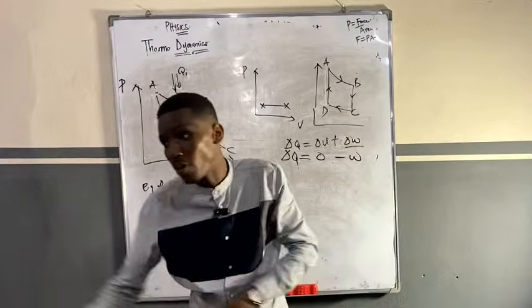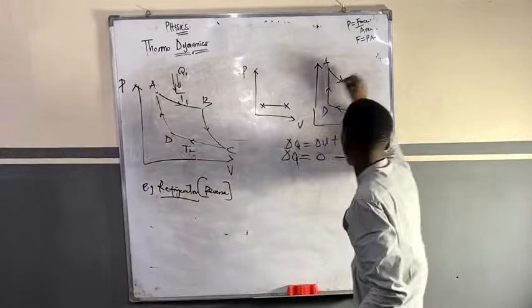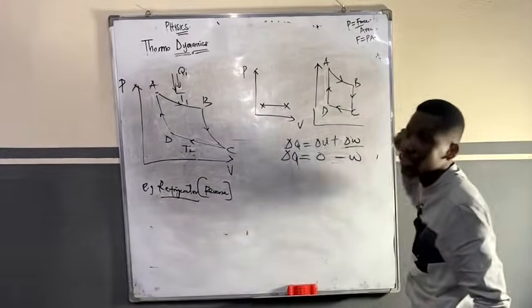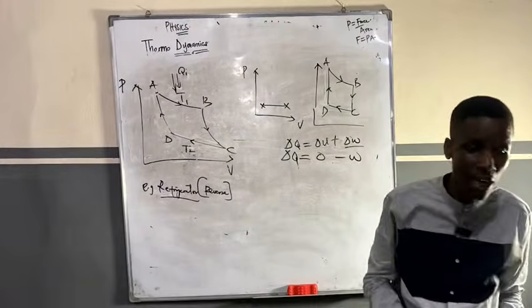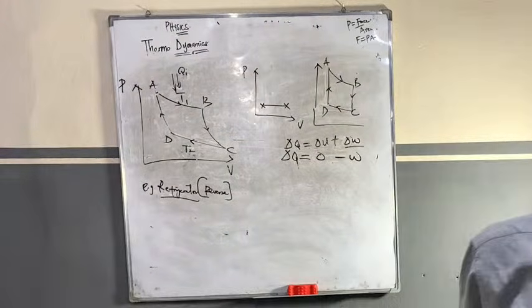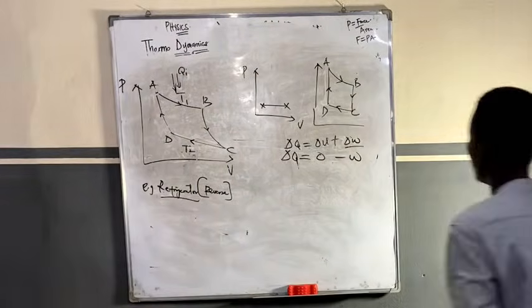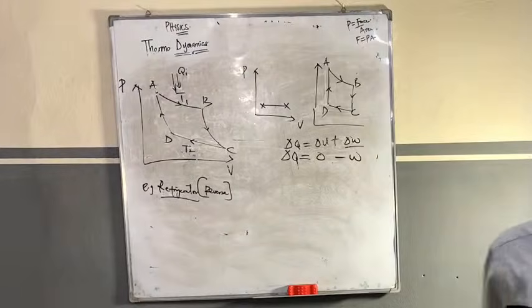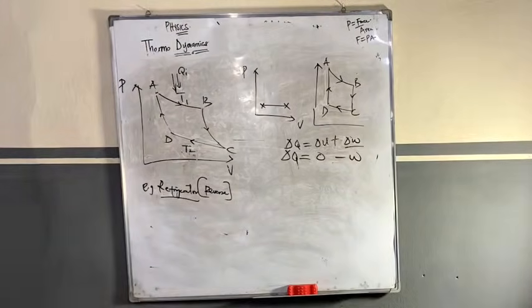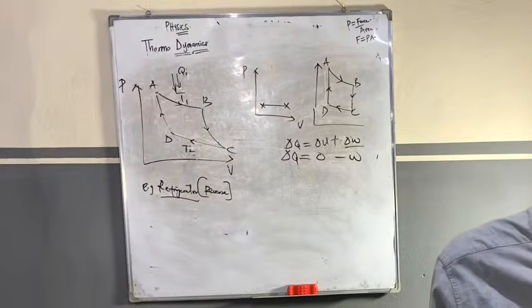So what makes it different now is the BC and the DA. For BC, the BC is actually going to be a constant volume pressure change. That pressure will change, but then volume is constant. Pressure will change in auto cycle. So between B and C, pressure changes, but volume is constant.